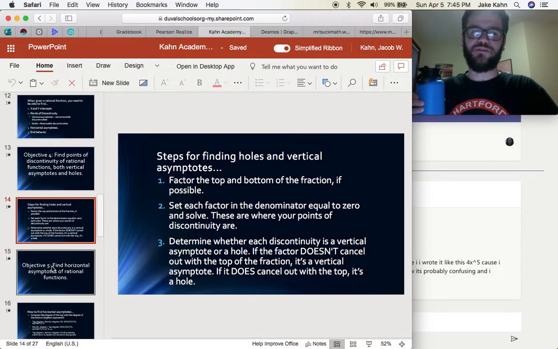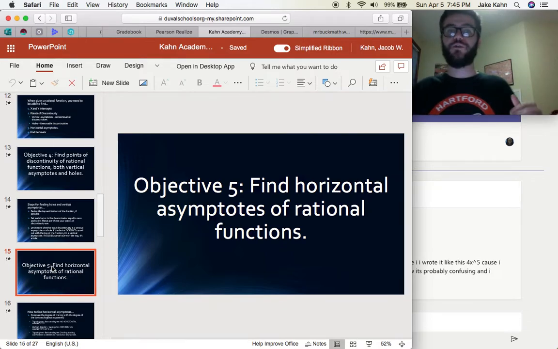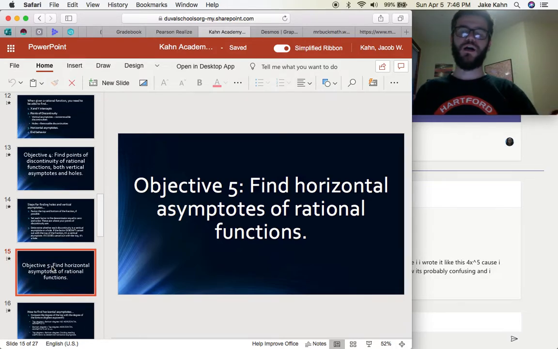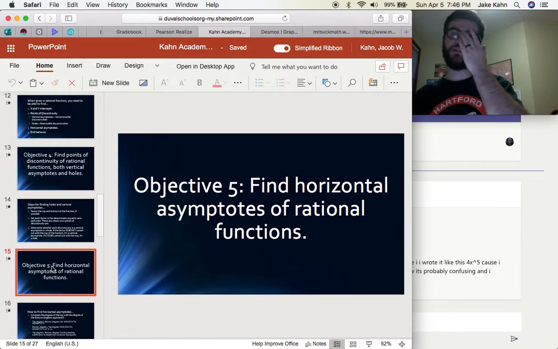Objective number 5 is this: find horizontal asymptotes of rational functions. I told you that you needed to find the points of discontinuity, which are vertical asymptotes and holes, but you also need to be able to find horizontal asymptotes, right? This is a lot easier to do and it takes a lot less time.